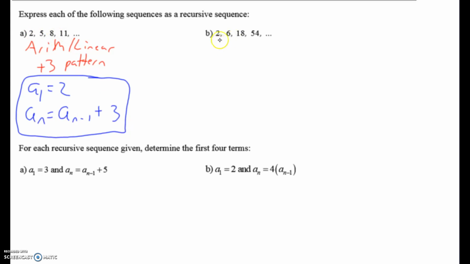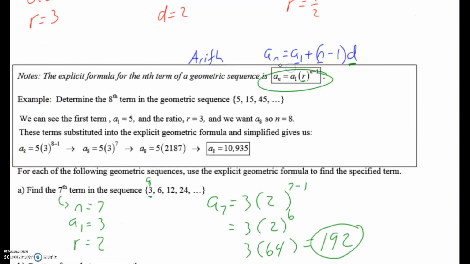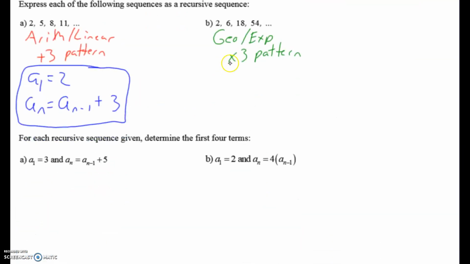How about over here? 2, 6, 18, 54. Now this is a geometric sequence, which is basically an exponential pattern. And here I can see that it's a times 3 pattern. And so again, I could write an explicit formula like we did in the previous video, but we want a recursive formula, which is just simply saying the first term is 2, and a sub n, any term, is going to be 3 times the previous. And that's how we write that.